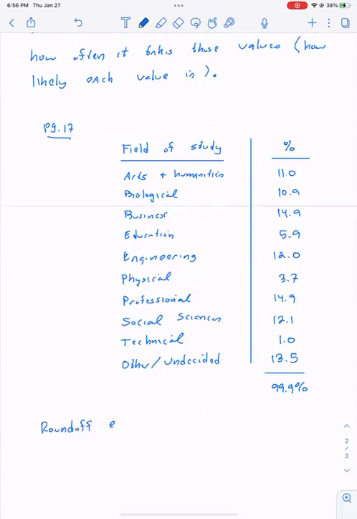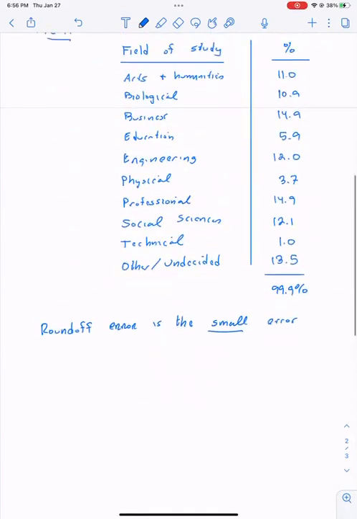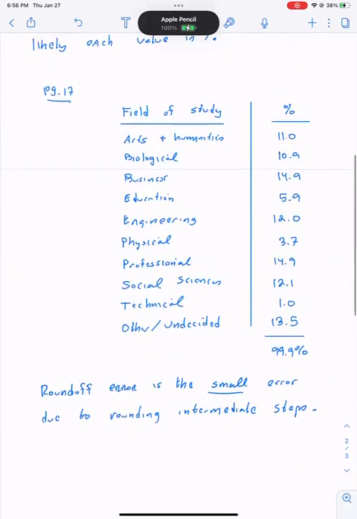Round off error is the small error due to rounding intermediate steps. So if I had kept every single decimal for every one of these categories, then it would have added to 100%. I would have had them all. But because I rounded, then, I mean, think about it.